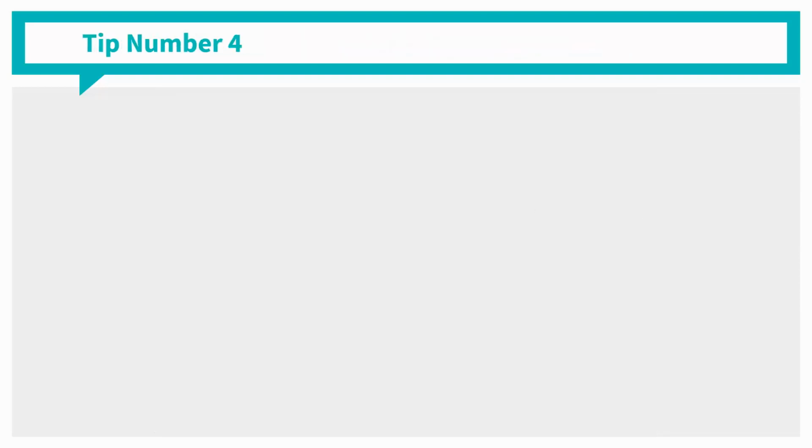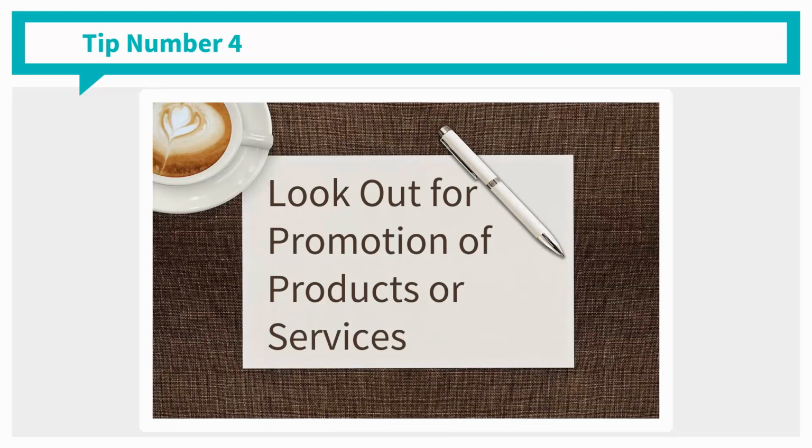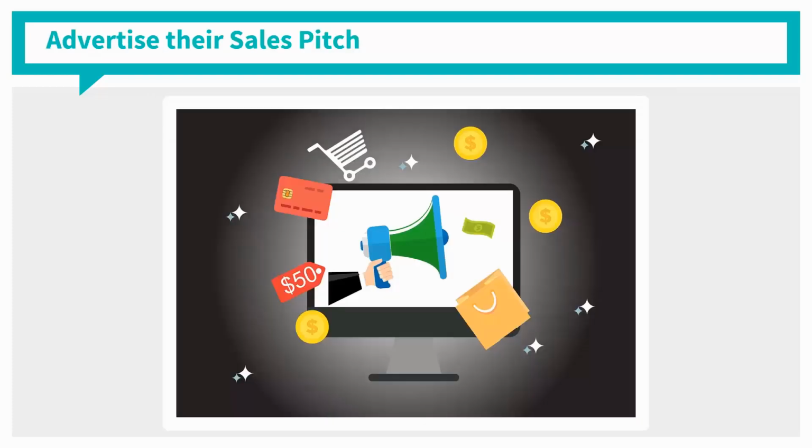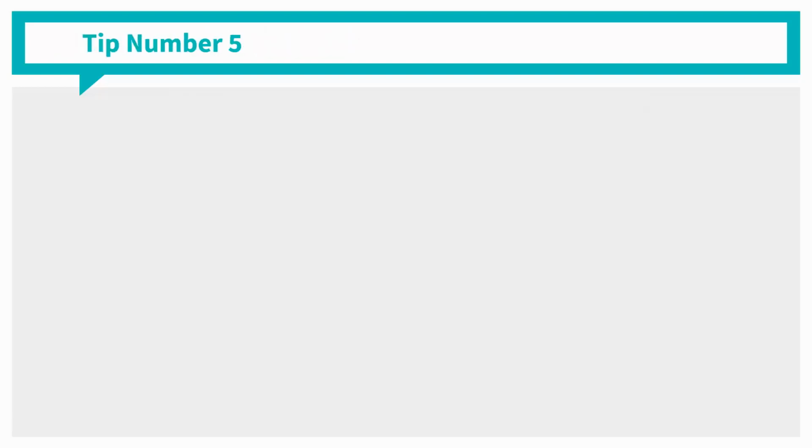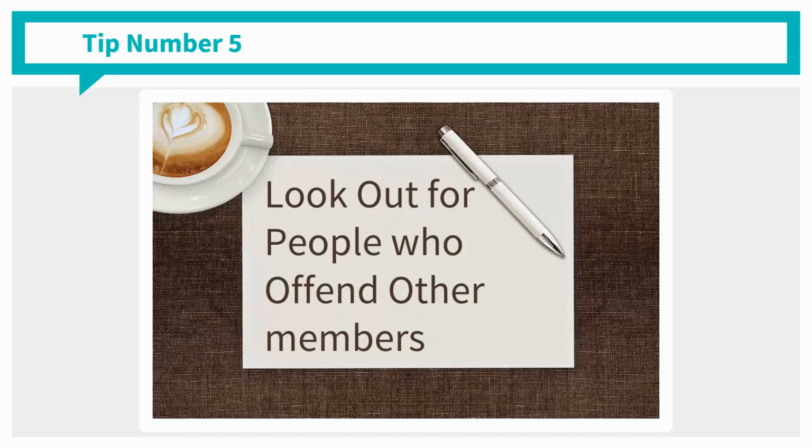Tip number 4. Be on the lookout for promotion of products or services that are not related to the group. These people might be joining groups just to advertise their sales pitch. Tip number 5. Be on the lookout for people who offend other members, as these people will just destroy the harmony of your group discussion.